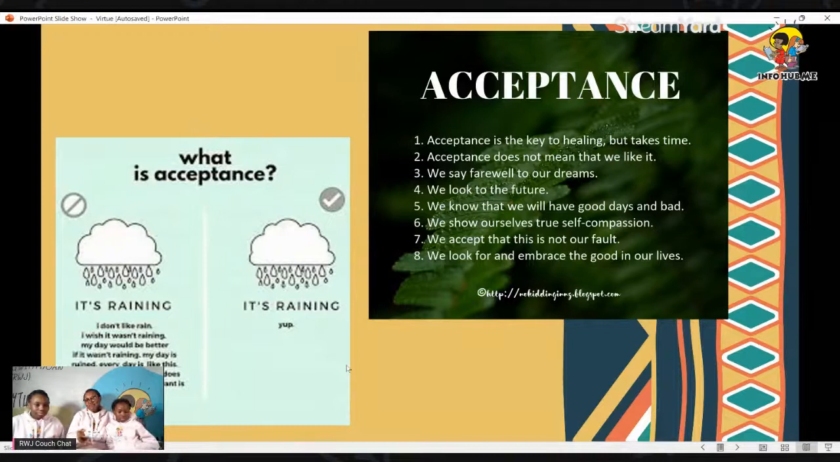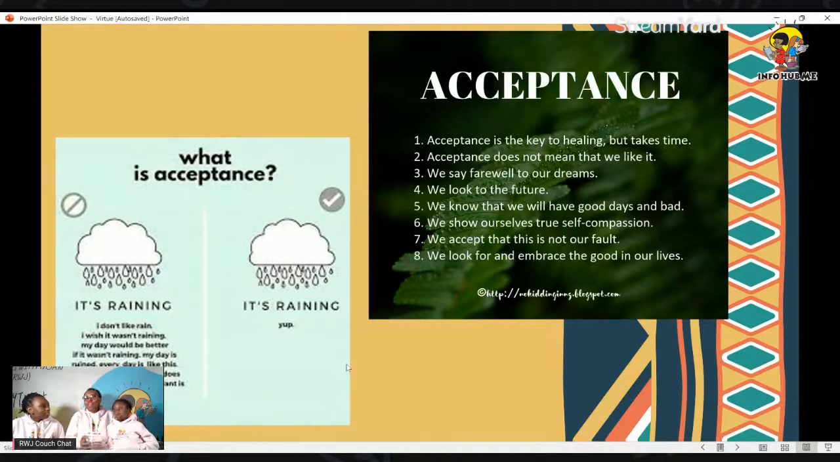Another post I saw says acceptance is the key to healing. We said that mental health is the key to healing, and it takes time. Just like love is key to the heart. So acceptance is the key to healing. Acceptance does not mean that we like it. No, I don't like it every time it rains, but I like the rain actually. But I accept it. I got a very sad letter today. I didn't like it, but I accepted it.